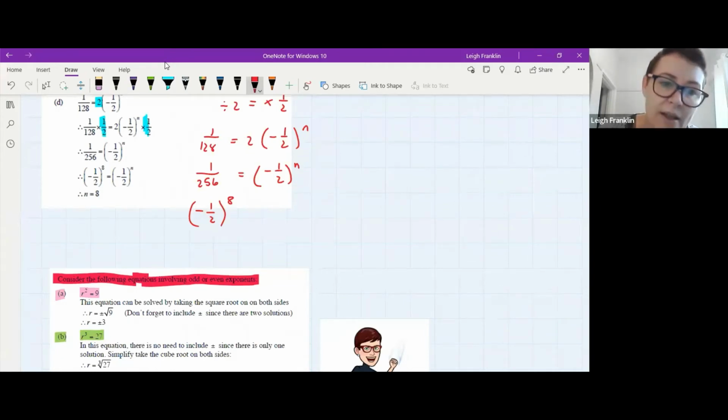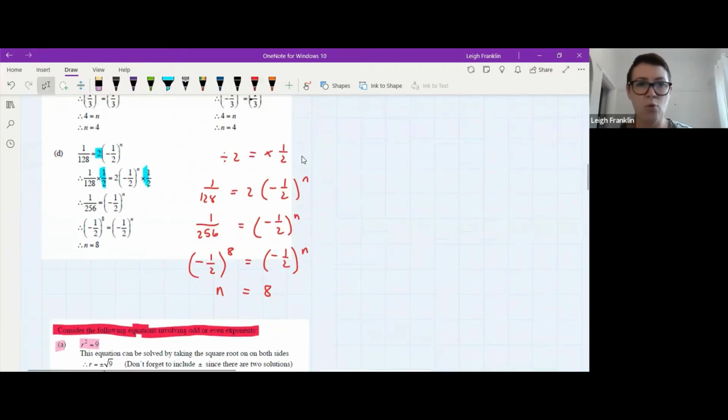And because we have a negative base, and we have an even exponent, we have a positive number. Okay, so over here, minus 1 over 2 to the power of n, and now we've equated the bases, we can equate the exponents. So very, very important. You will always get a mark for equating. You'll get a mark for making the bases the same, and then you can get a mark for the answer.